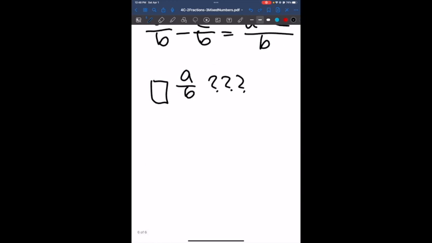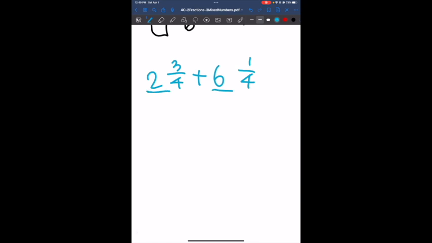There's an easy and basic way of adding and subtracting mixed numbers, and in the lesson we're going to learn about more ways to subtract and add, but what I think is the easiest way is you separate the whole numbers and fractions. So for example, if one mixed number is 2 and 3 over 4, and we want to add it to 6 and 1 over 4, what I mean is you want to separate the whole numbers.